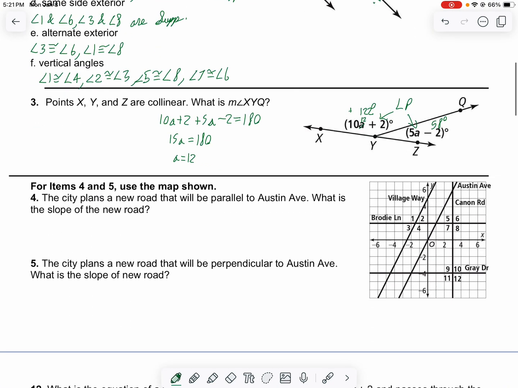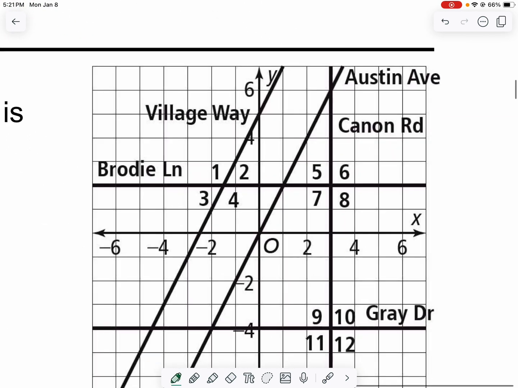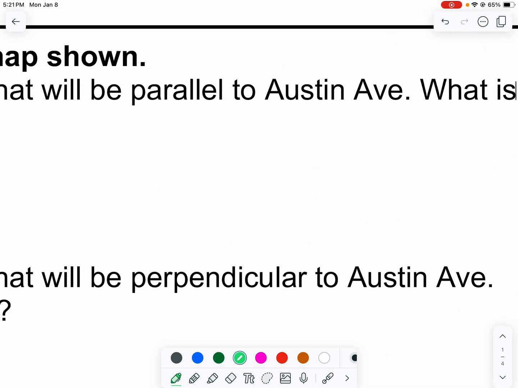All right, next one. We want the slopes of the new roads. So if we come over here to Austin Avenue, it goes like this. So we want to find out its slope because this road will be parallel to Austin Avenue. So let's go ahead and find the slope of Austin Avenue. And if I go this way and this way, you can see it goes over 1 and up 2. So my slope is 2 over 1.